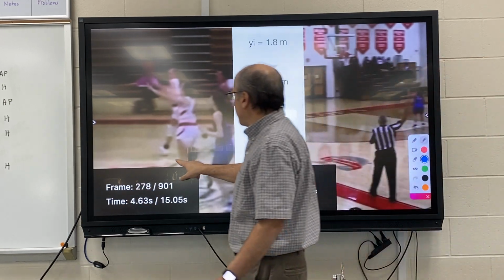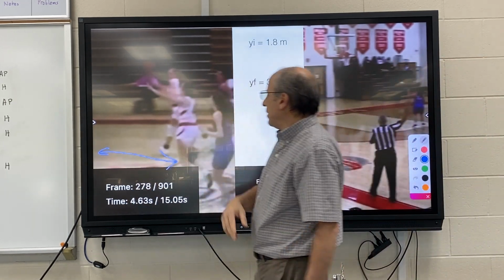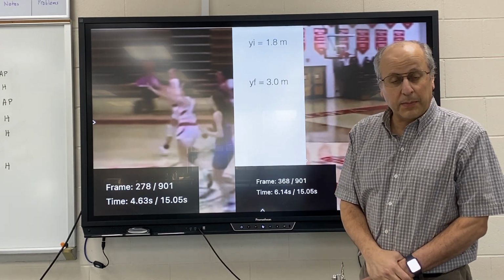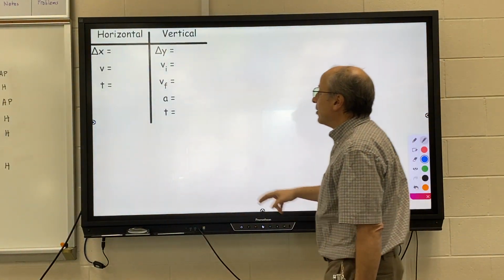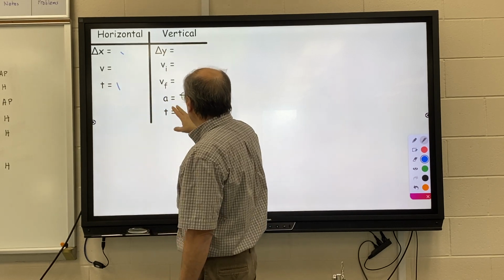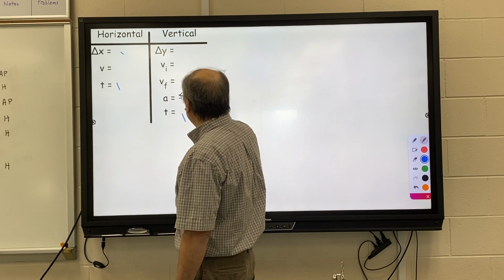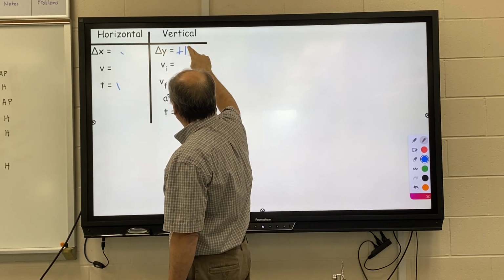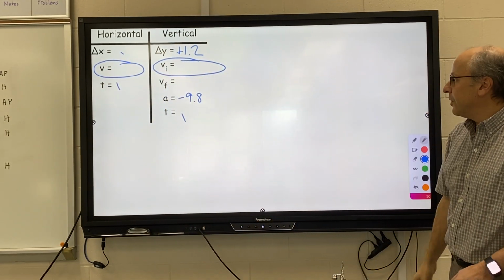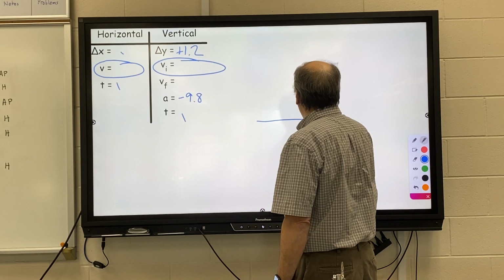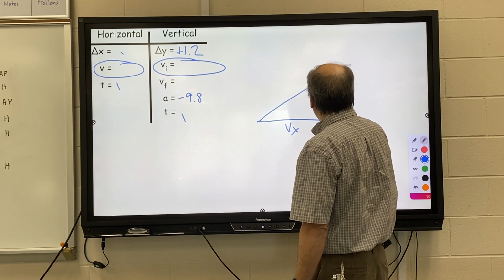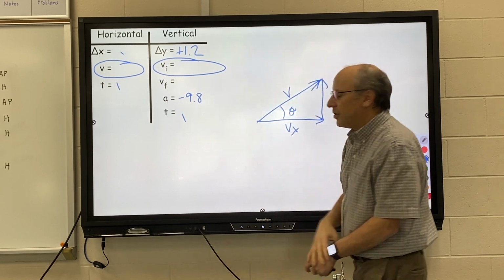Okay, use the distance from the half court to the basket. You can look that up on the internet. Just look at the dimensions of the basketball court. That'll go in as your delta x. So you'll know this. You'll know the time. You'll know this. You'll know this is negative 9.8. This was positive 1.2. And you want to solve for these two parts of your problem. And then you want to put them here and here to find the angle and the total speed.